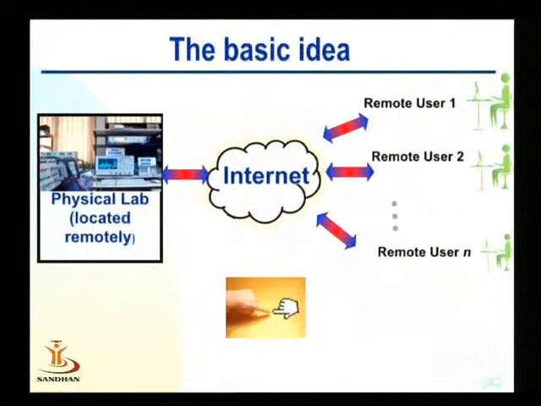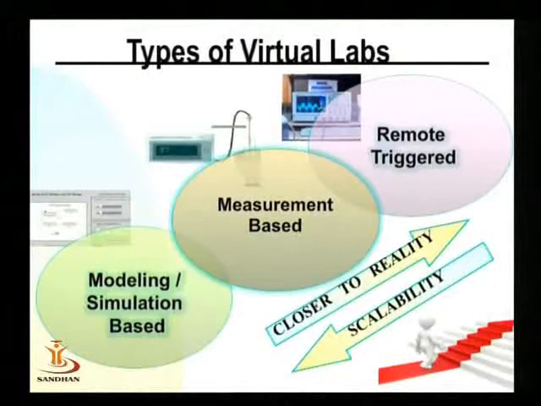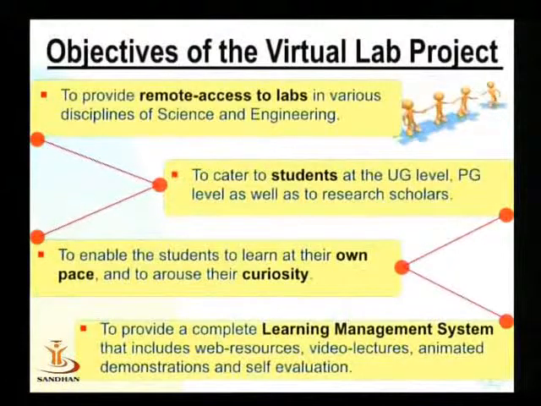The physical lab may be located in some place, but through the internet, multiple users can access these labs and do the experiments through control processes. The objectives are, as you see here, remote access to the labs in various science and engineering disciplines, to cater to students at the undergraduate and the postgraduate level, to enable the students to learn at their own pace and enhance their curiosity, and also use all these things using the learning management system.